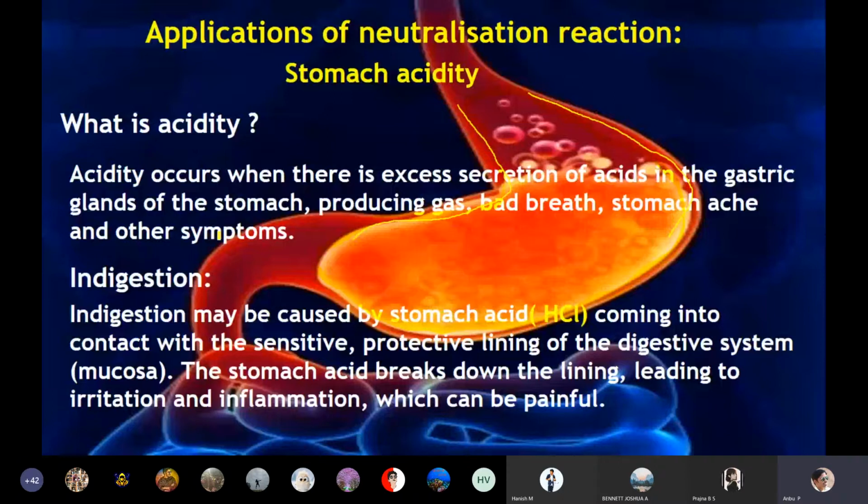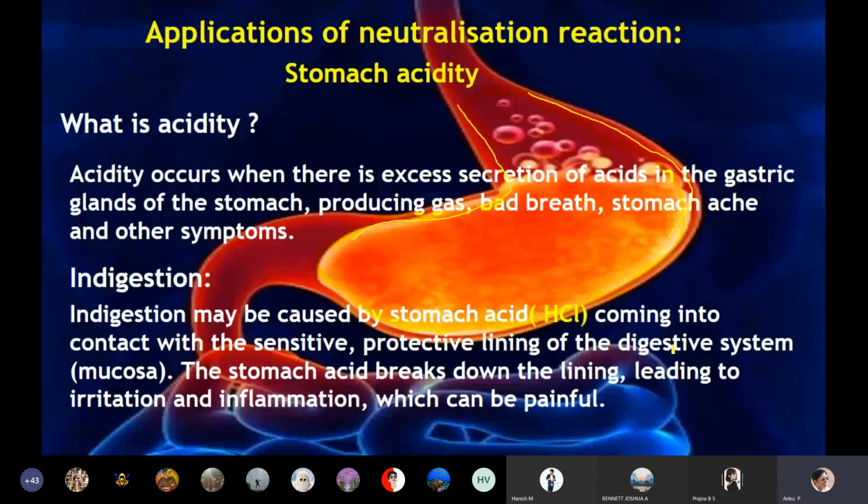It is caused by the hydrochloric acid coming in contact with the sensitive and protective lining of the digestive system. It is called mucosa. The stomach acid breaks down the lining, leading to irritation and inflammation, which can be very painful. So this is acidity, stomach acidity. That is how it occurs. Very simple. The inner lining of the stomach secretes hydrochloric acid for digestion, but if it secretes more hydrochloric acid, it ruptures the inner wall of the stomach and causes severe burns. So this process is called acidity.